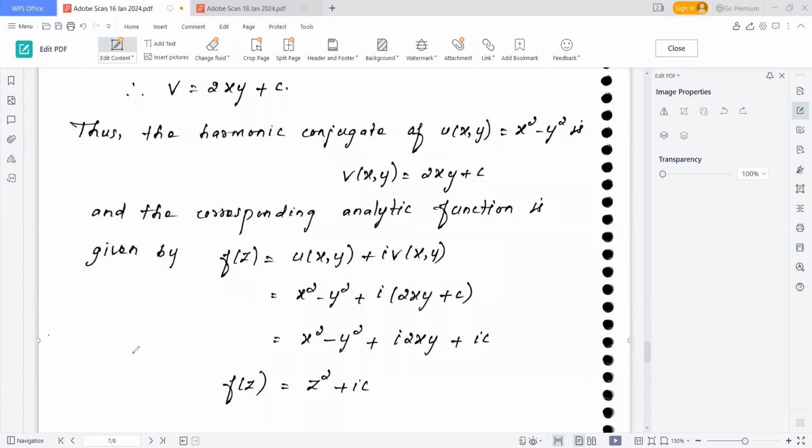So this is one method, and the Milne-Thompson method is the other method. Whichever way you are comfortable, you can use that one. When they give a simple function, you can follow the first method. If they give a harder function, where the real or imaginary part involves very tedious differentiation, then you can go with the Milne-Thompson method.